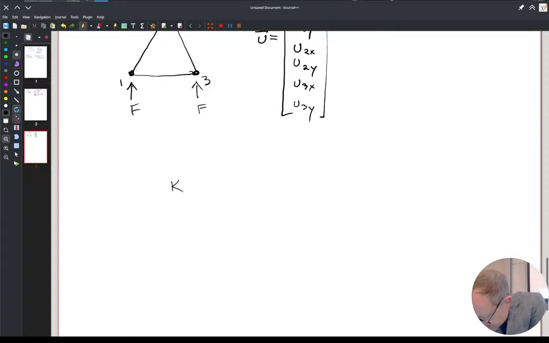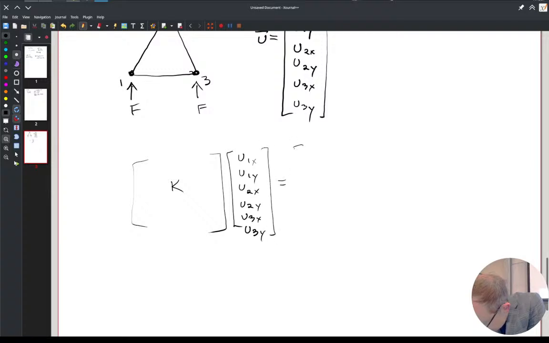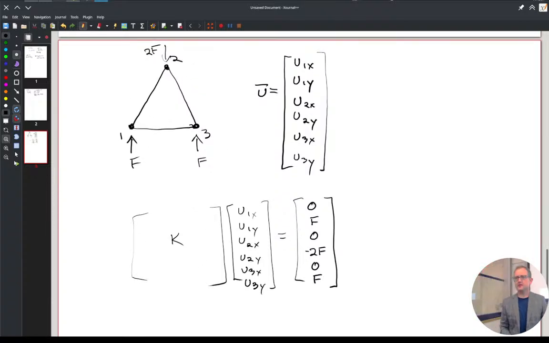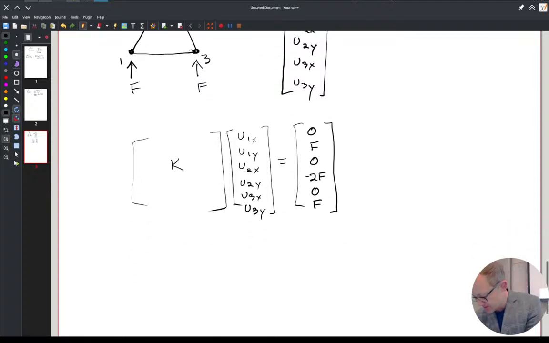So I've got some big K matrix. And in this case, I would be saying 0, F, 0, negative 2F, 0, F. So instead of trying to solve this first problem where I'm always applying forces everywhere, I'm just going to give it some fixed boundary conditions.